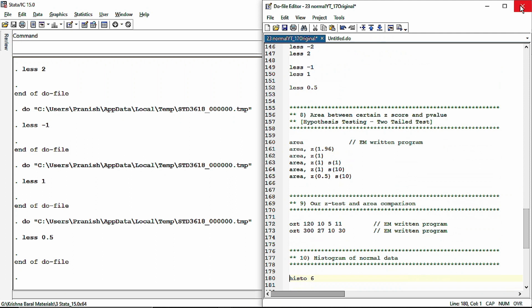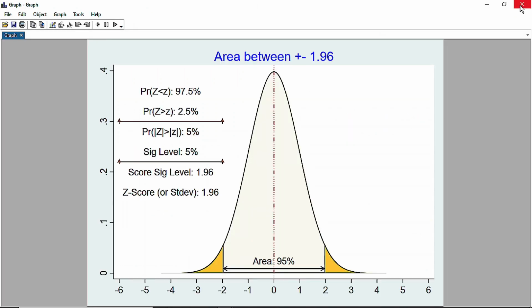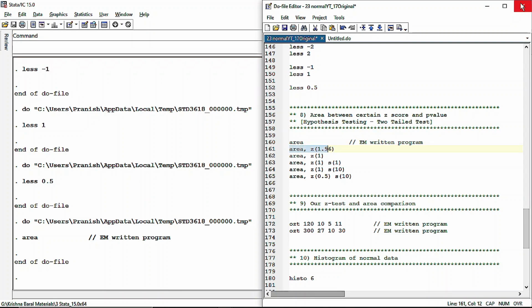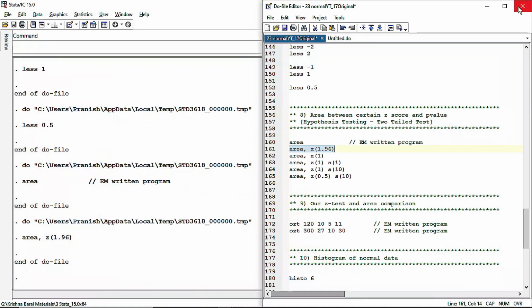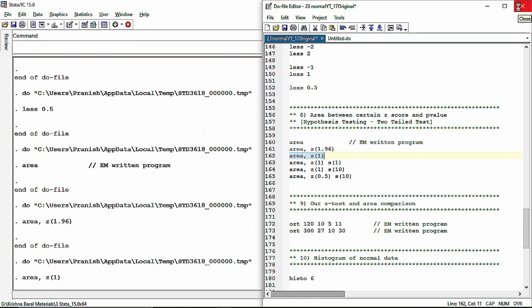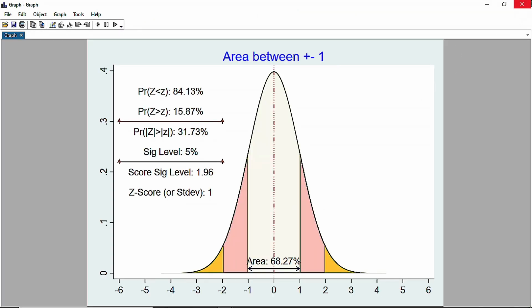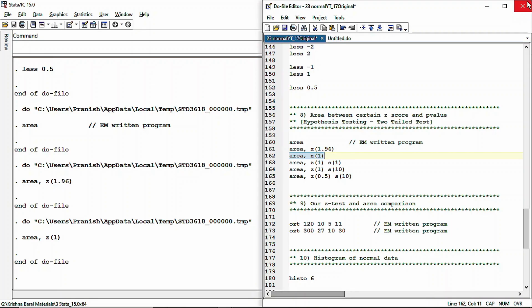Now let us see another program that we have written. It is called the area graph. We will use it to test the two-tail hypothesis in our other video. So the area between plus and minus 1.96 Z score covers 95% of the area, and that is why we are left with 2.5% on either side. Again, this is the same graph. And what is the area between plus and minus 1 Z score? It is 68.27%. We'll use this program to perform the two-tail test.